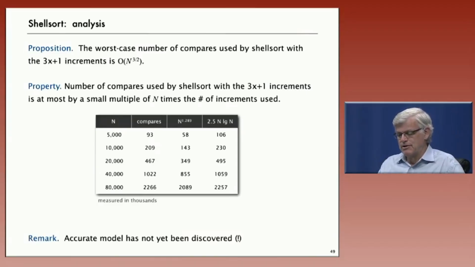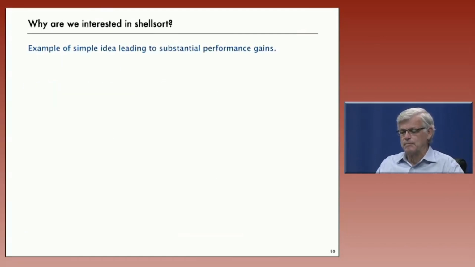Problem is, nobody knows an accurate model for describing the number of compares taken by shell sort for any interesting increment sequence. They seem to be a small value multiple of n times the number of increments used, which is some multiple maybe of n log n. But nobody's been able to find an accurate model that proves that for any interesting increment sequence for shell sort.